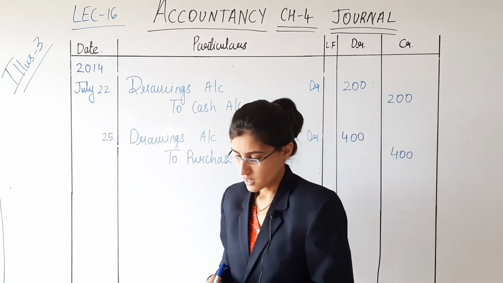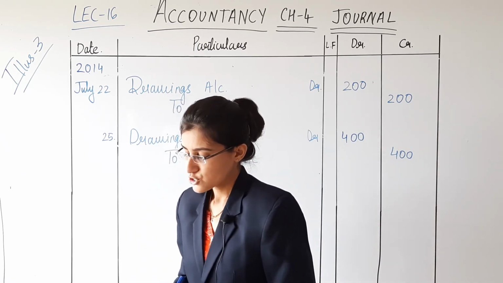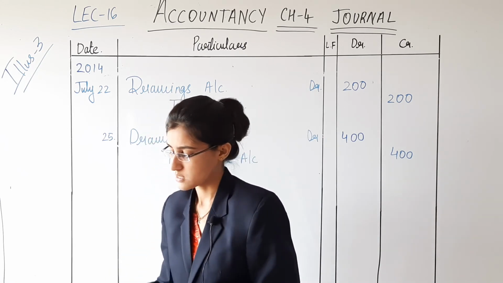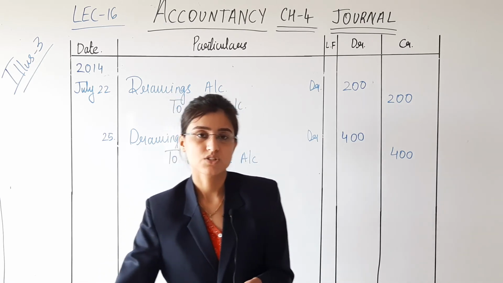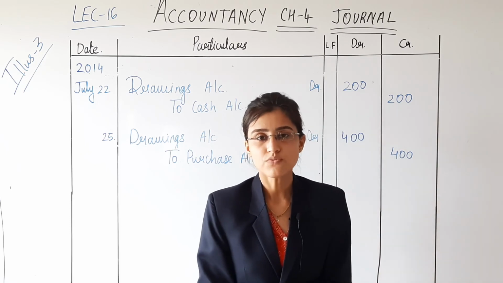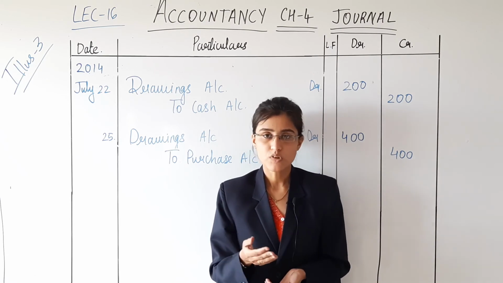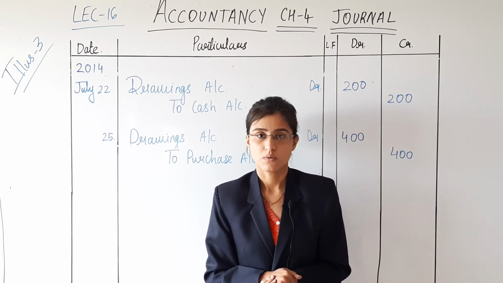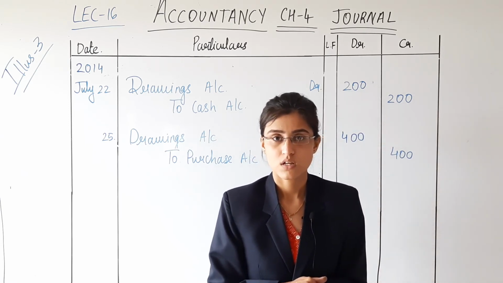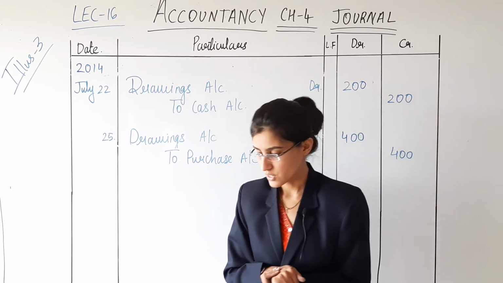Yes, then the last transaction, college tuition fees of son rupees 500 paid from business. This is very simple transaction. I am not writing it on the board. I will just explain you. The owner has paid the tuition fees of his son from business. Obviously, this is the personal expense of the owner, isn't it? So if it is paid from business, again this is drawings. So drawings account debit to cash account. The same journal entry with the amount 500.